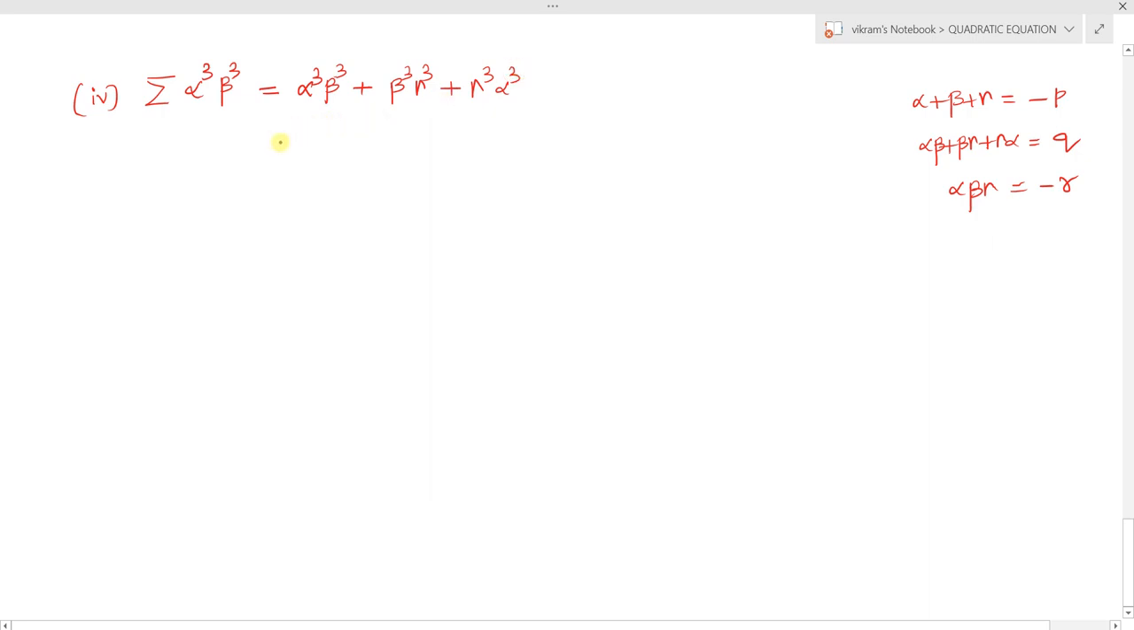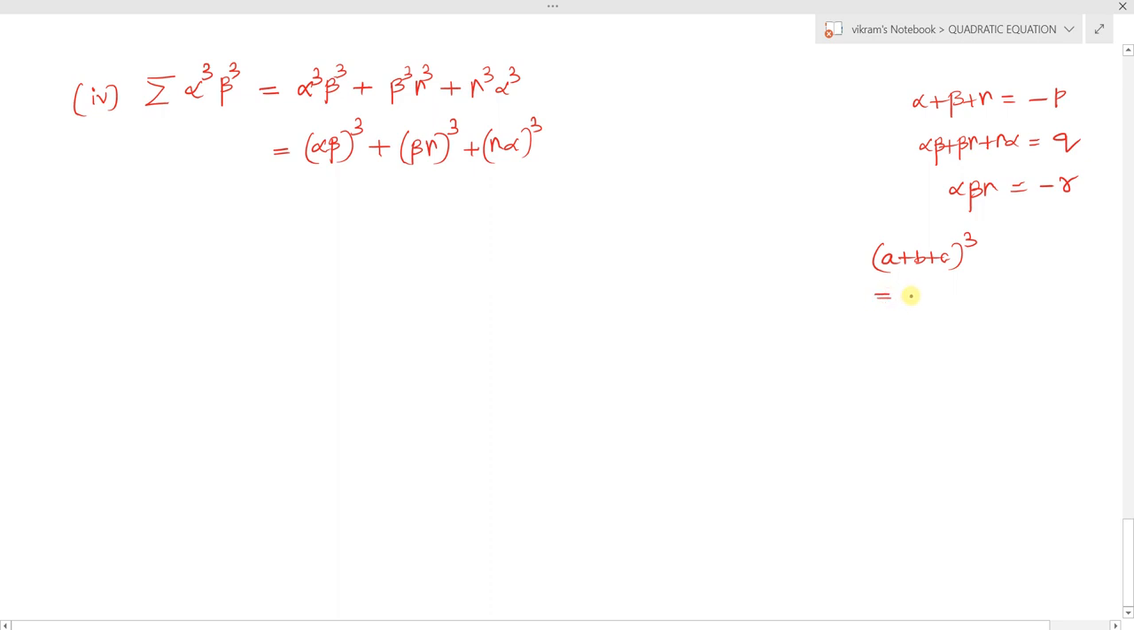So now this can be written in the form of (alpha beta) whole cube plus (beta gamma) whole cube plus (gamma alpha) whole cube. Okay, now which is in the form of a cube plus b cube plus c cube. Okay, we know that (a plus b plus c) whole cube can be having the formula as, so I'm writing over here.